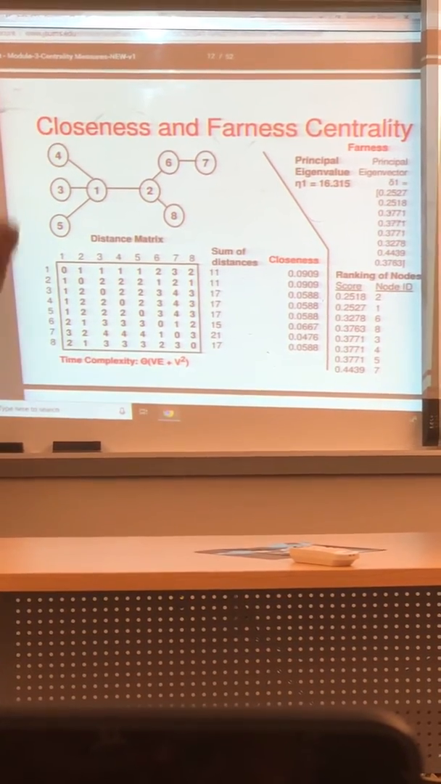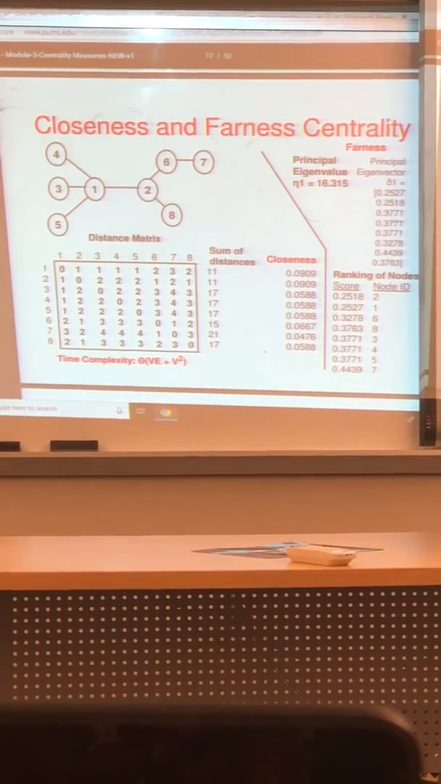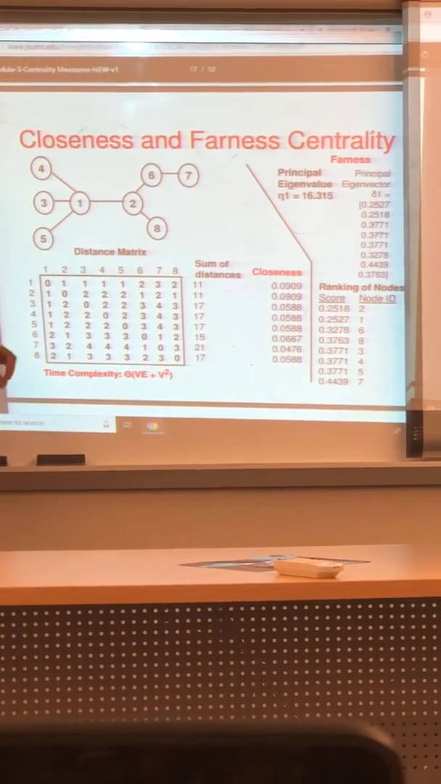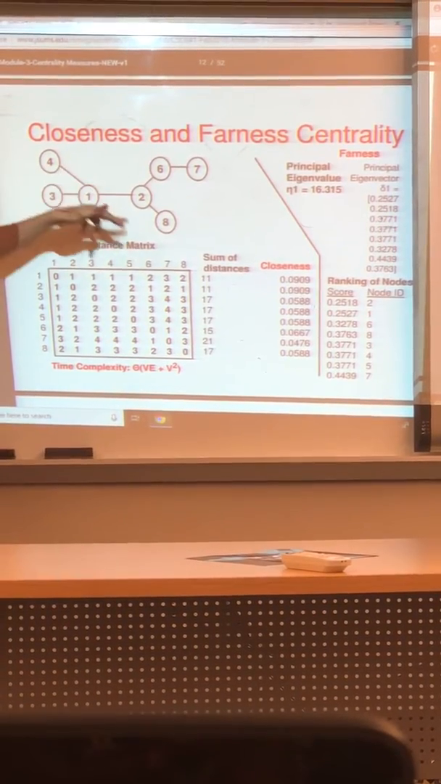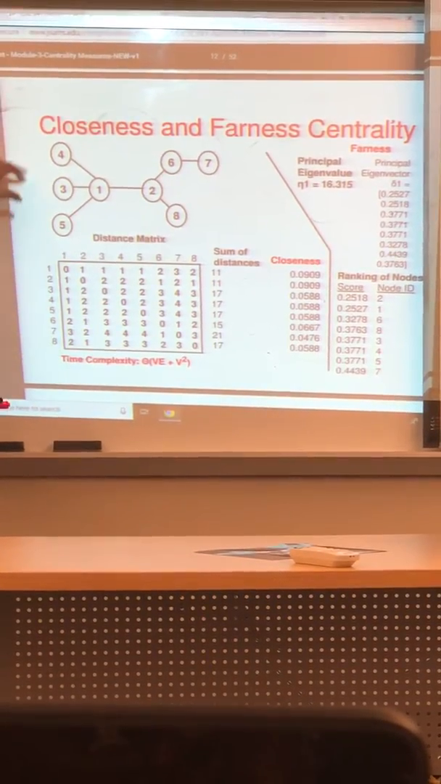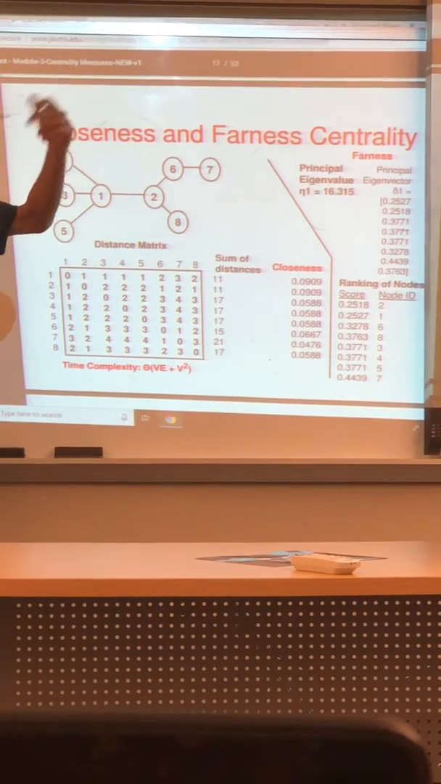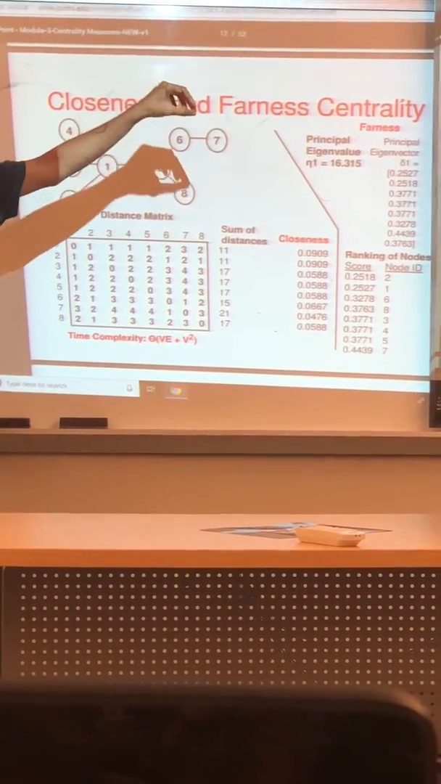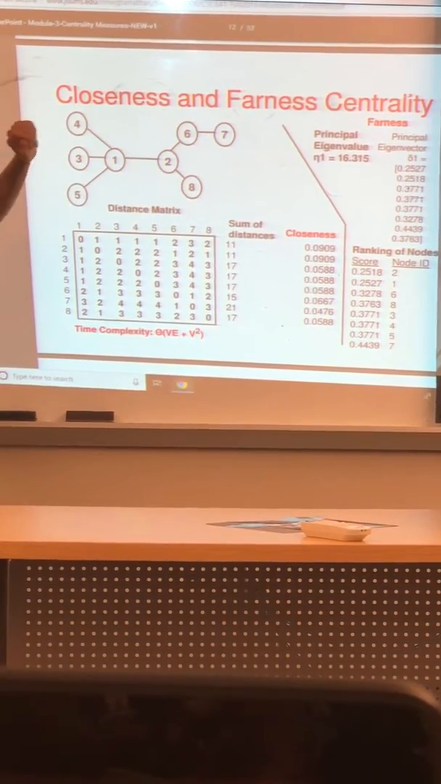So closeness centrality is one such metric. We already did most of this. Given a graph, we saw in the first model how to get the distance matrix, right? Run the breadth first search algorithm to find the shortest path from each vertex to every other vertex, and thereby you can get the number of edges.